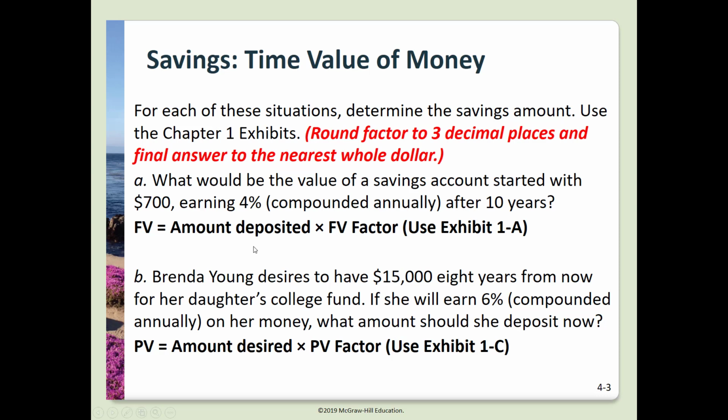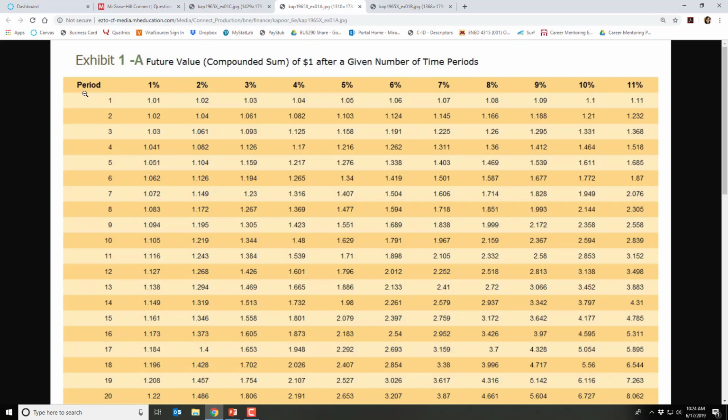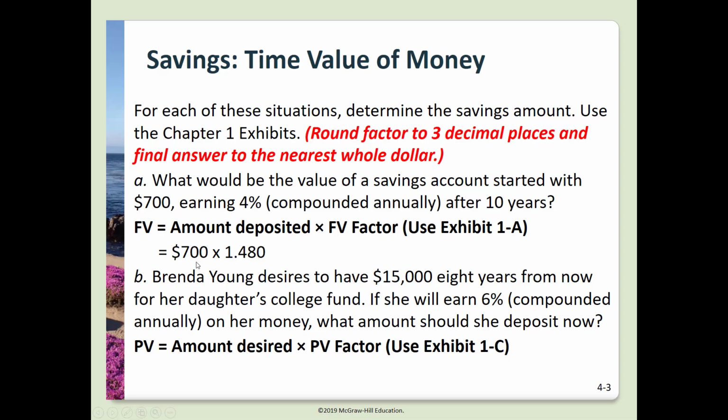Since it's a single deposit, because it only mentions started with 700, and it makes no other mention of additional deposits, we assume one time. That means we're going to be using Exhibit 1A. So recall the different exhibits apply to different situations, and you have to understand which situation goes with which exhibit. So we're going to go ahead and look over at Exhibit 1A. So our period of time is 10 years, and our interest rate is 4%. So I'm going to go down the 4% column until I get to the 10-year row. So my factor is 1.48. So when we take our amount deposited originally, the $700, times the factor of 1.48, we'll get a future value of $1,036.